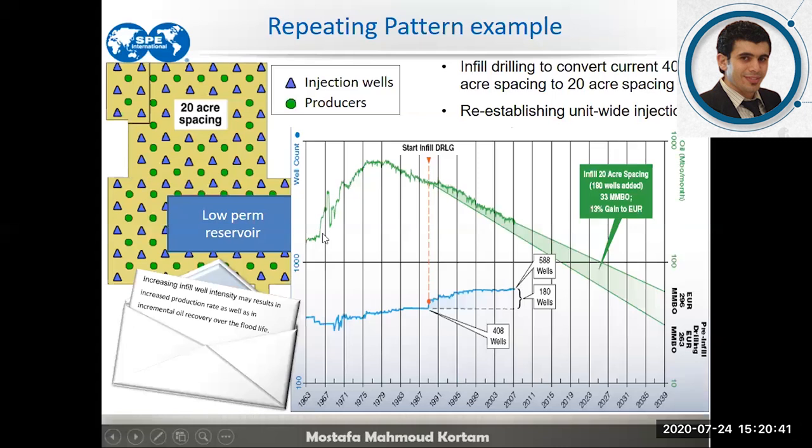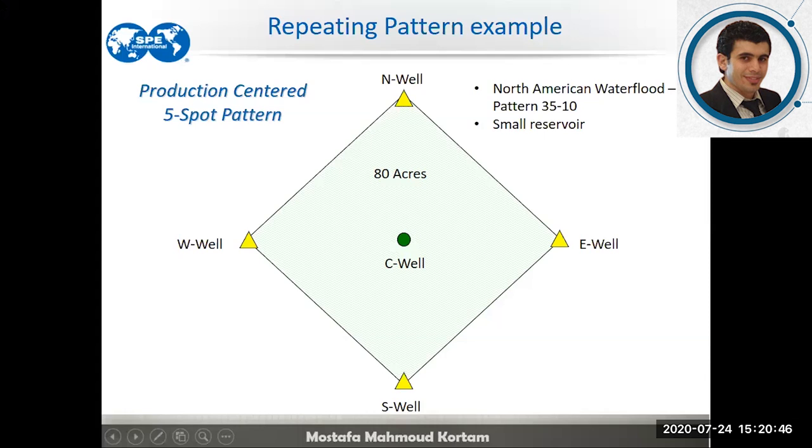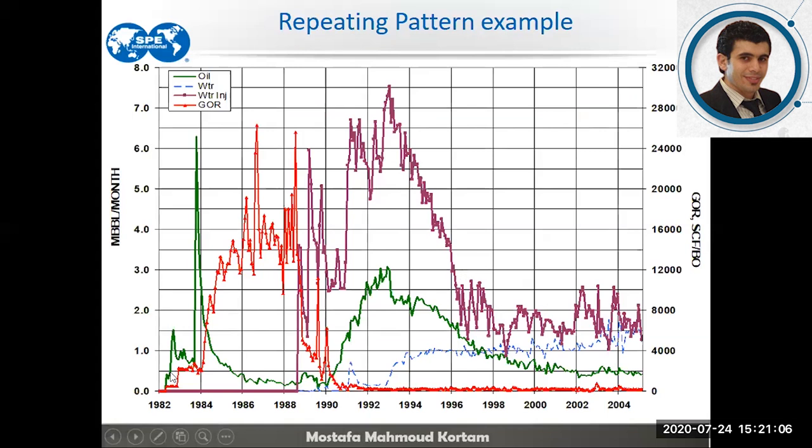Another five-spot, but it's just a small reservoir in North America as well. It's an 80-acre spacing, with a single producer well and four injectors. It's a five-spot pattern, the typical form of five-spot. This oil production was declining, and they started the injection in the middle of '89. With the start of the injection, the GOR that had jumped highly dropped significantly, allowing the oil production to rise back again and get another surge, another wave of oil production after it had almost diminished.